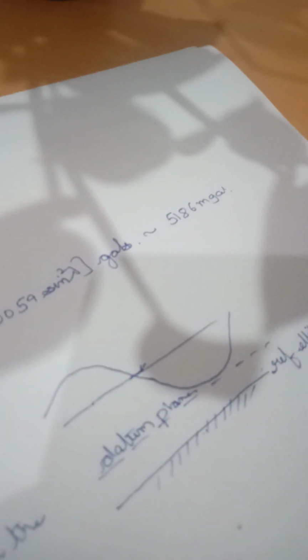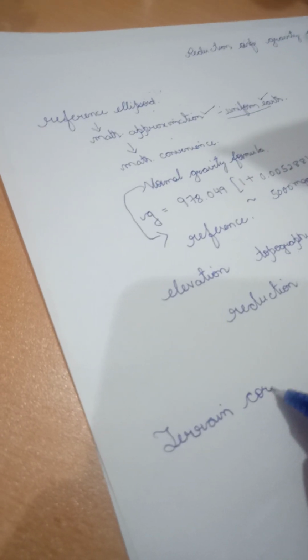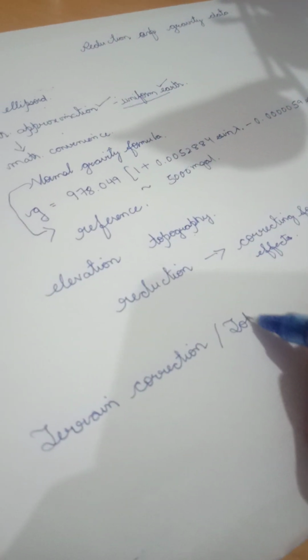The principle remains the same whether you are reducing it to the datum plane or the reference ellipsoid. Now we will first consider the effects of topography. Okay, so first we'll start with the topography or terrain correction. And this is also referred to as topographic correction.